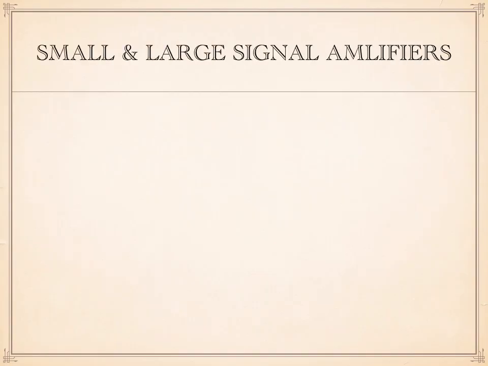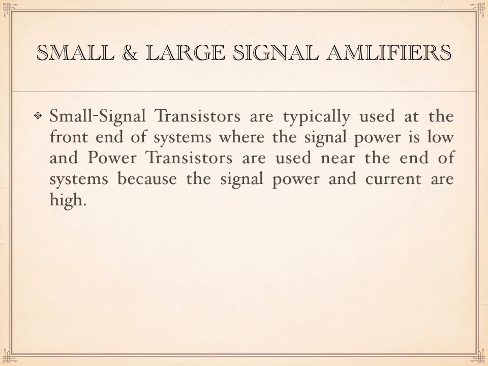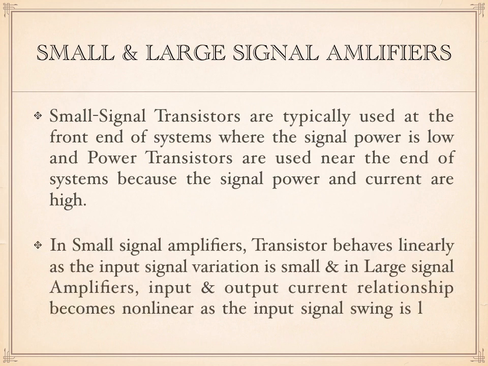Small signal transistors are typically used at the front end of the system where the signal power is low, as shown previously in the multi-stage amplification. And the power transistors or power amplifiers are used near the end of the system because the signal power and current requirement is quite high.